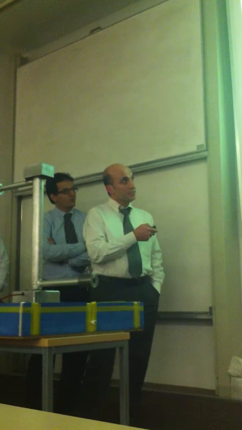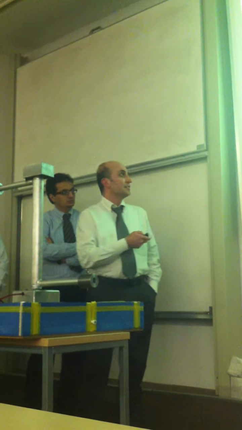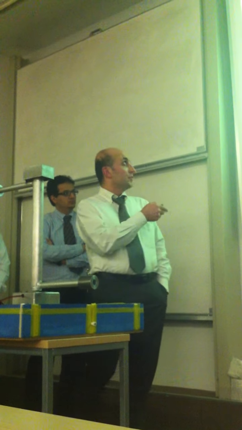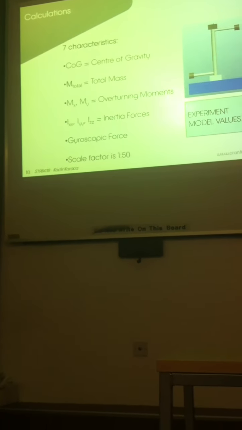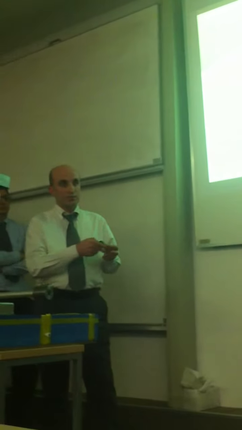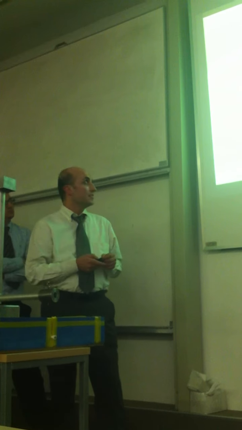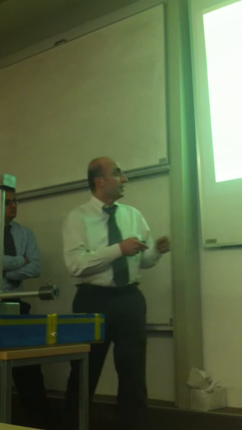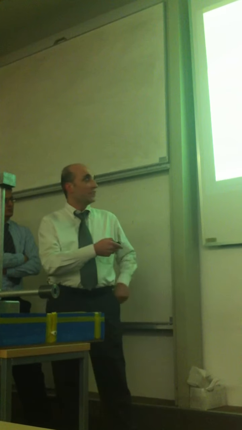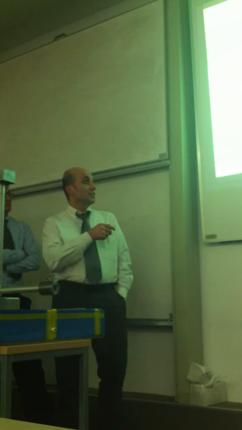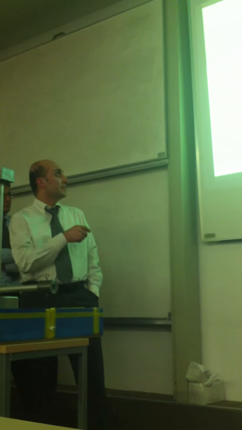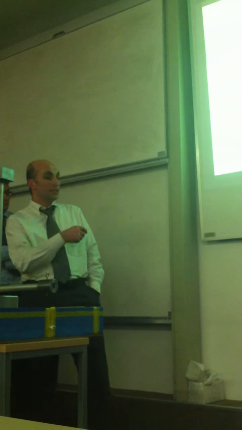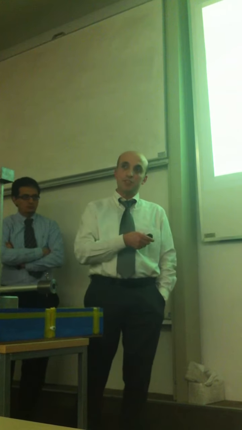So what those values that we needed to extract is the 7 characteristics, which was from the center of gravity, total mass, overturning moments, inertia forces, and gyroscopic forces. And then using the equations that we created with my colleagues Tristan and Akhil, we extracted those values. And we also subscaled from the full-scale wind turbine at 16 RPM to the subscale at 113 RPM to simulate the same aerodynamic loads.